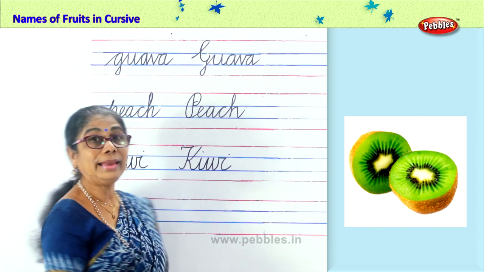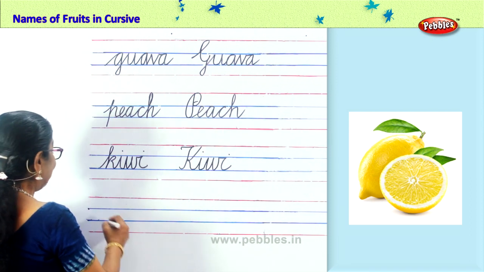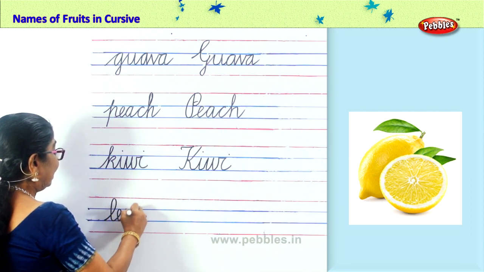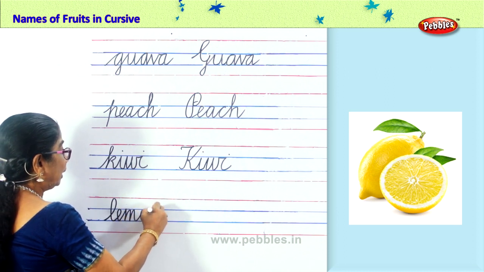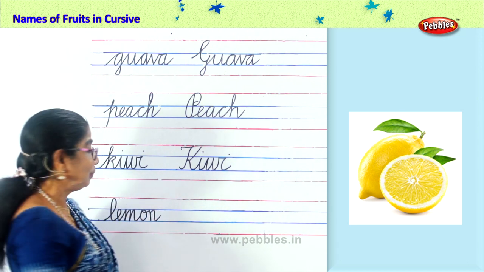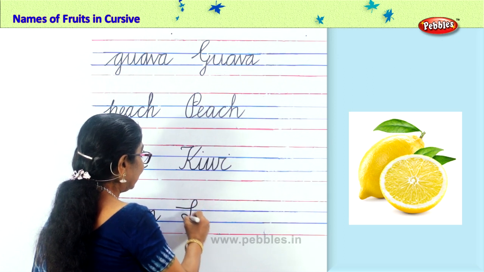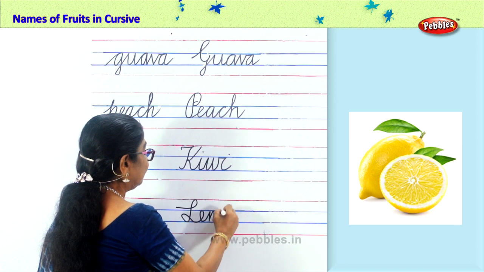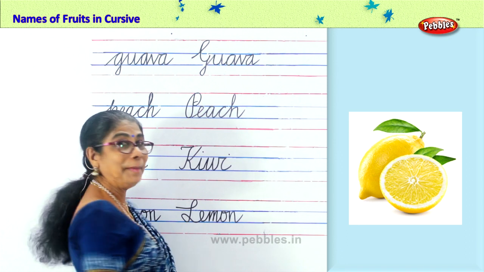Alright? Next, lemon. You like lemon? Lemon. L, E, M, O, N. Lemon. Like lemon juice? Yes. Let's write L capital. L, E, M, O, N. Lemon.